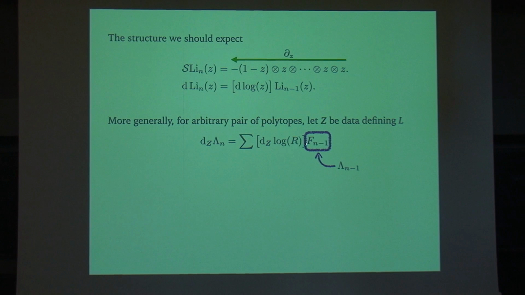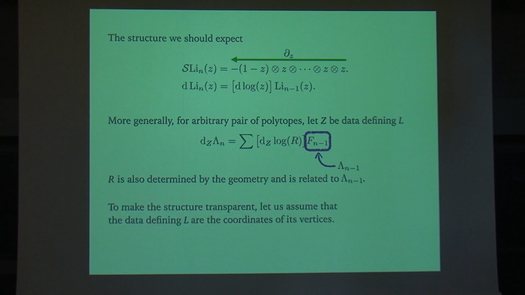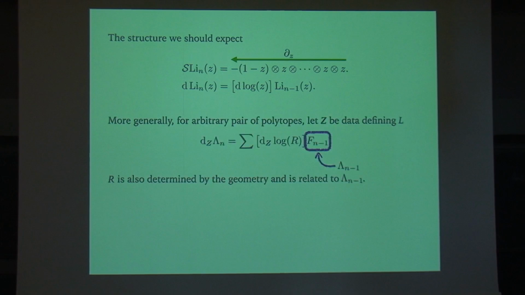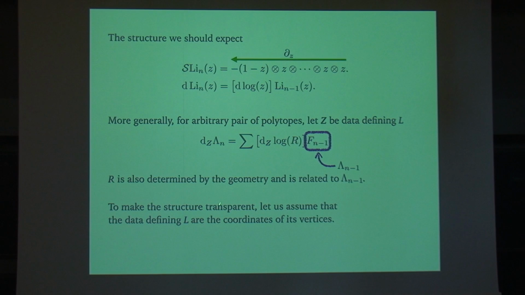And as for the function entering here, there's actually a very nice geometric picture related to this latter part, as I'm going to show you. But here I'm not going to tell you the reason why this is so, I'm just going to describe the result that we get. To make the result more transparent, I also assume that the data defining the integrand is specified by the coordinates of these vertices. And when we take differentiation, we are varying these vertices.